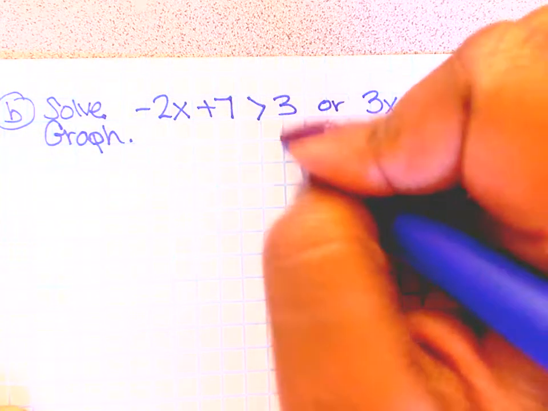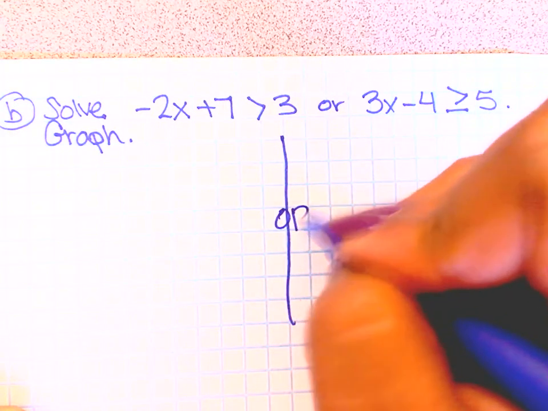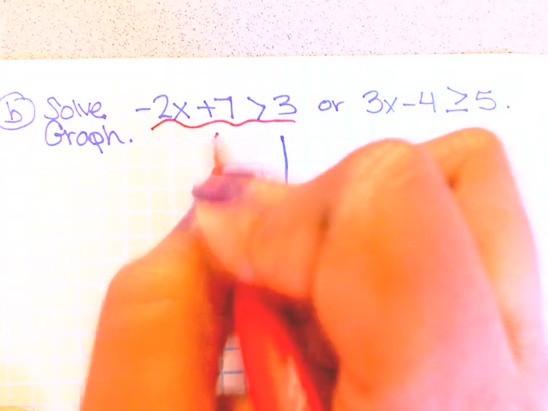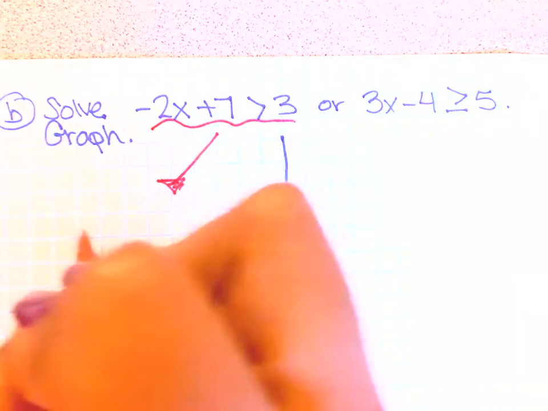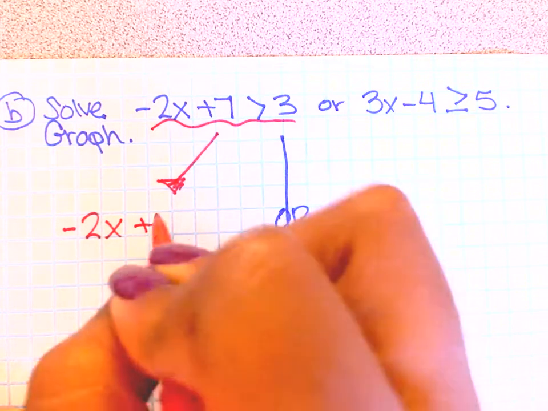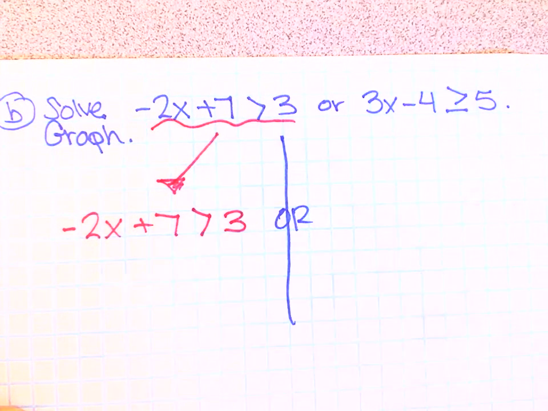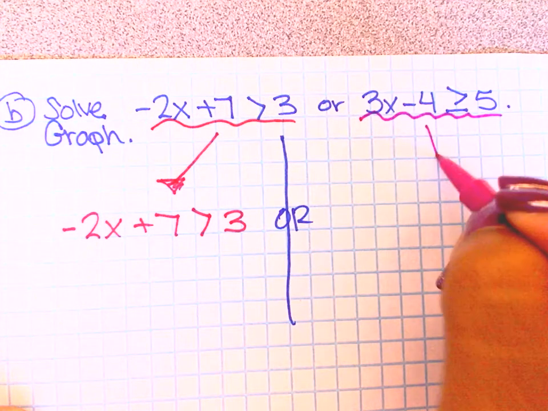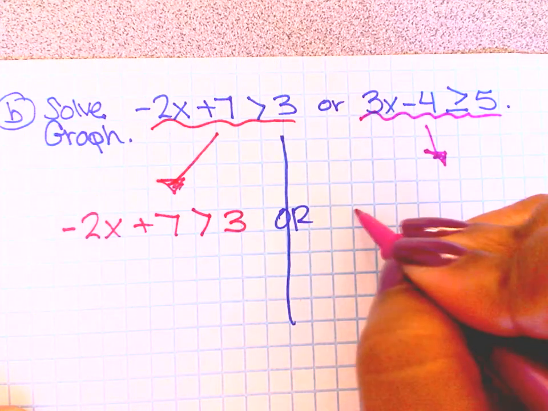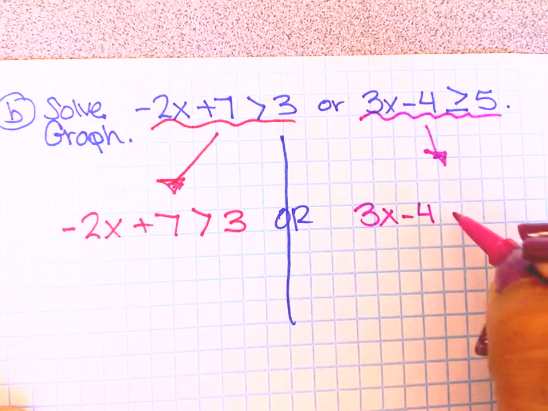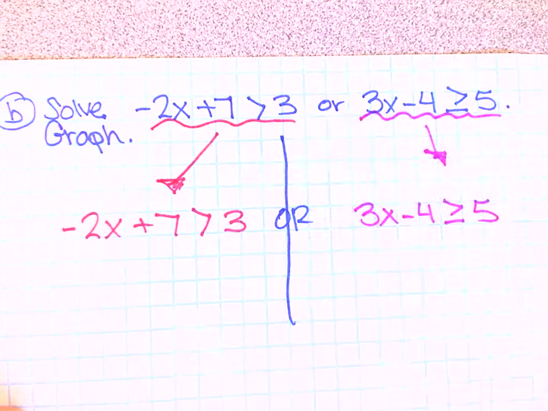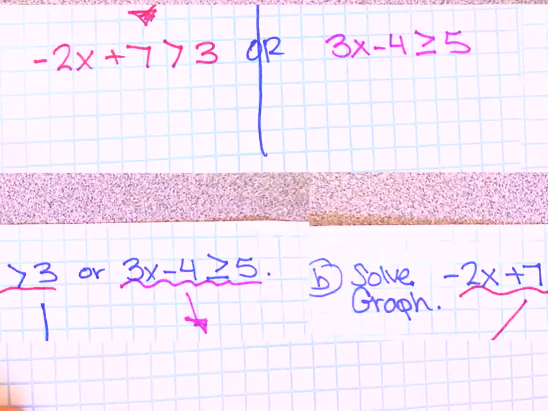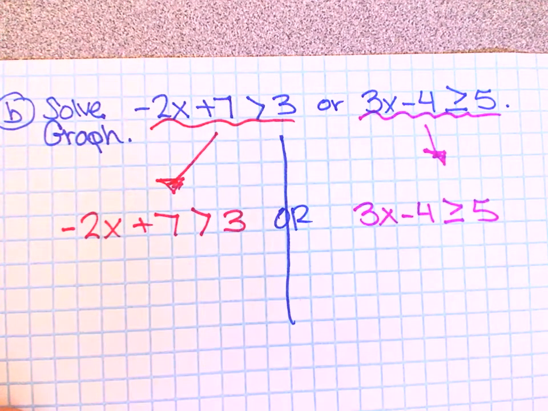So I'm going to draw my line down the middle with my OR sign, so I put them on each side. That's different. I know that this equation I'm going to write over here. So that's -2x plus 7 is greater than 3. And I'm going to take this equation right here and write it. And that's going to be 3x minus 4 is greater than or equal to 5. Okay, so I'm going to solve for each one.